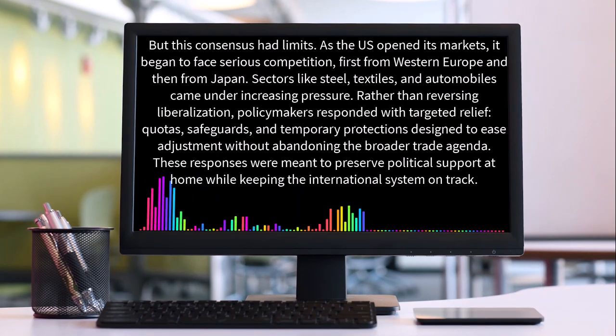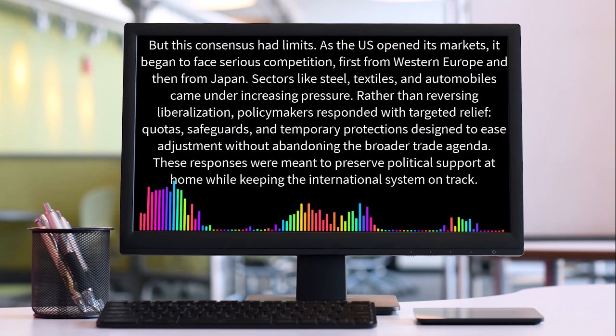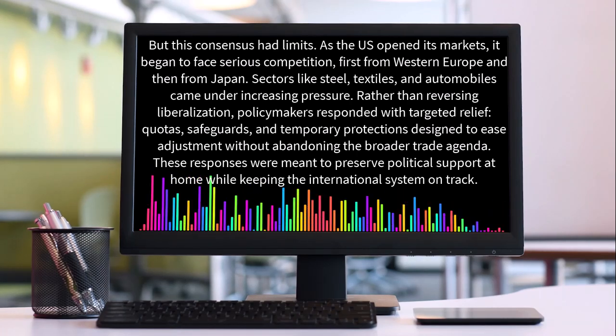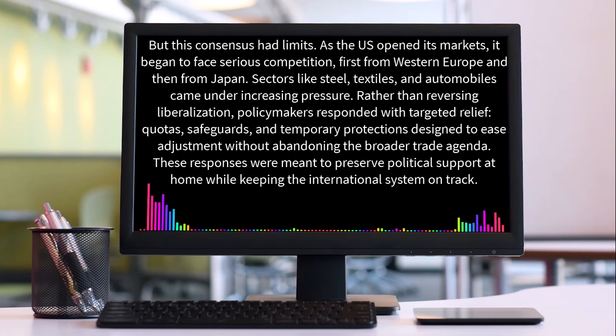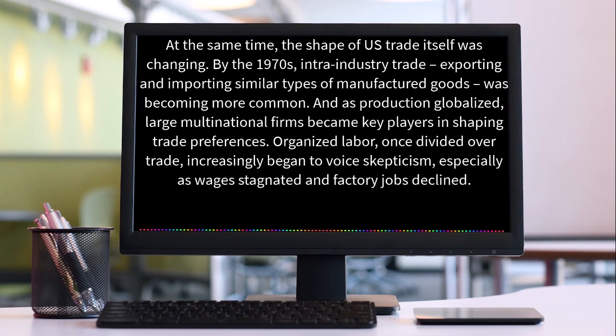As the U.S. opened its markets, it began to face serious competition, first from Western Europe and then from Japan. Sectors like steel, textiles, and automobiles came under increasing pressure. Rather than reversing liberalization, policymakers responded with targeted relief, quotas, safeguards, and temporary protections designed to ease adjustment without abandoning the broader trade agenda. These responses were meant to preserve political support at home while keeping the international system on track.